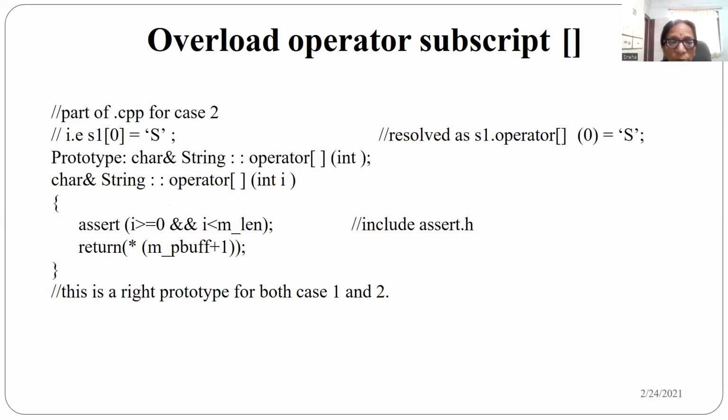This is another example: we have written character and string, scope resolution operator, int I. Return the assert dot h. This is the right protocol for both the cases 1 and 2.